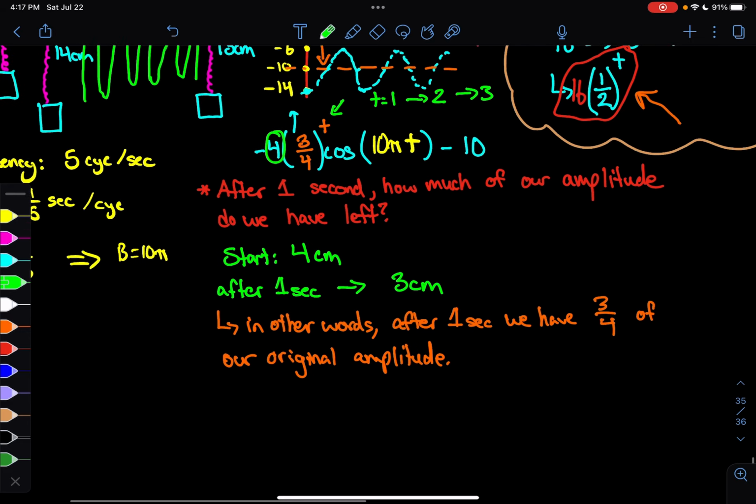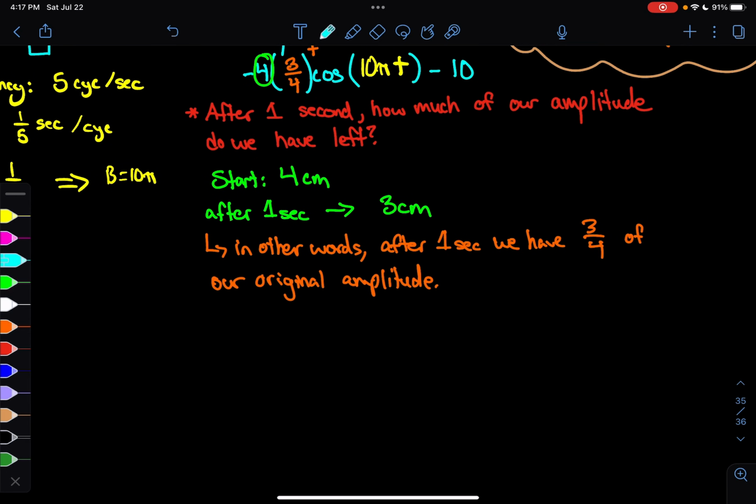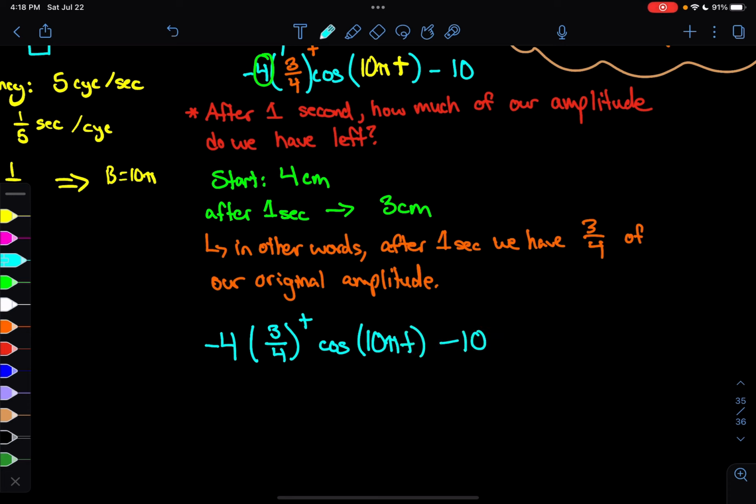Okay, and let's think big picture. Let's talk about this model that we have: -4 times 3/4 to the t times cosine of 10 pi t minus 10. All right, let's talk big picture for a second.